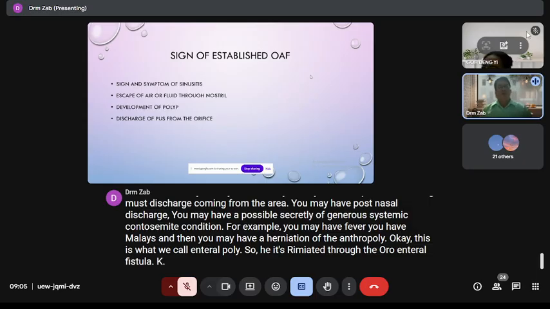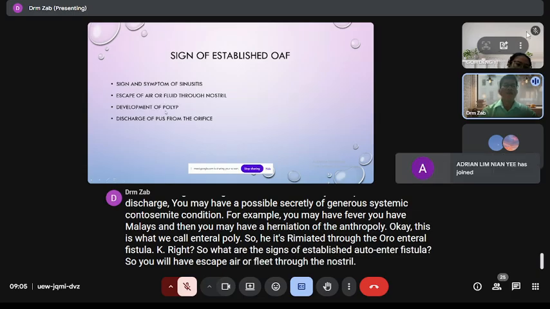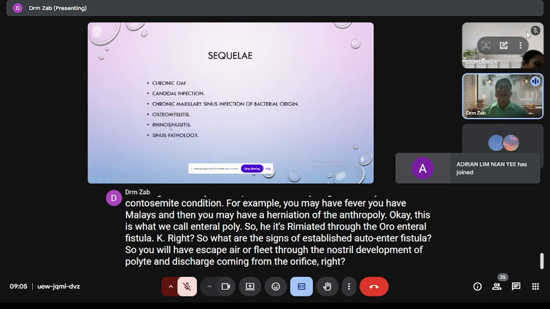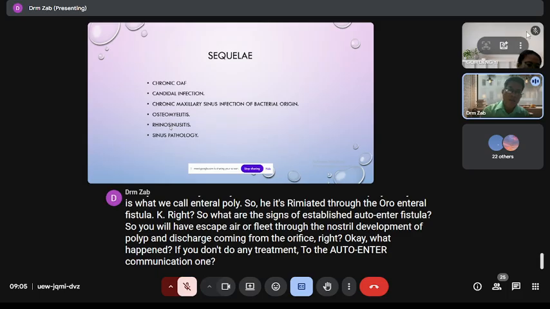Okay, right. So what are the signs of established oro-antral fistula? So you will have escape of air or fluid through the nostril, development of polyp, and discharge coming from the orifice. Right. Okay. What happens if you don't do any treatment to the oro-antral communication? One, there will be chronic oro-antral fistula formation.